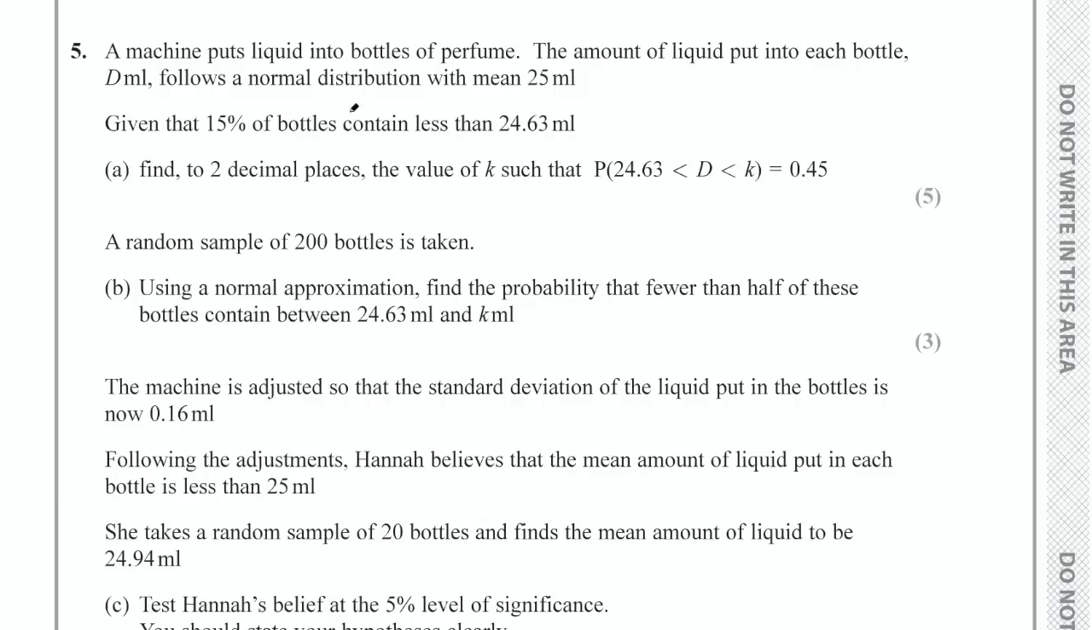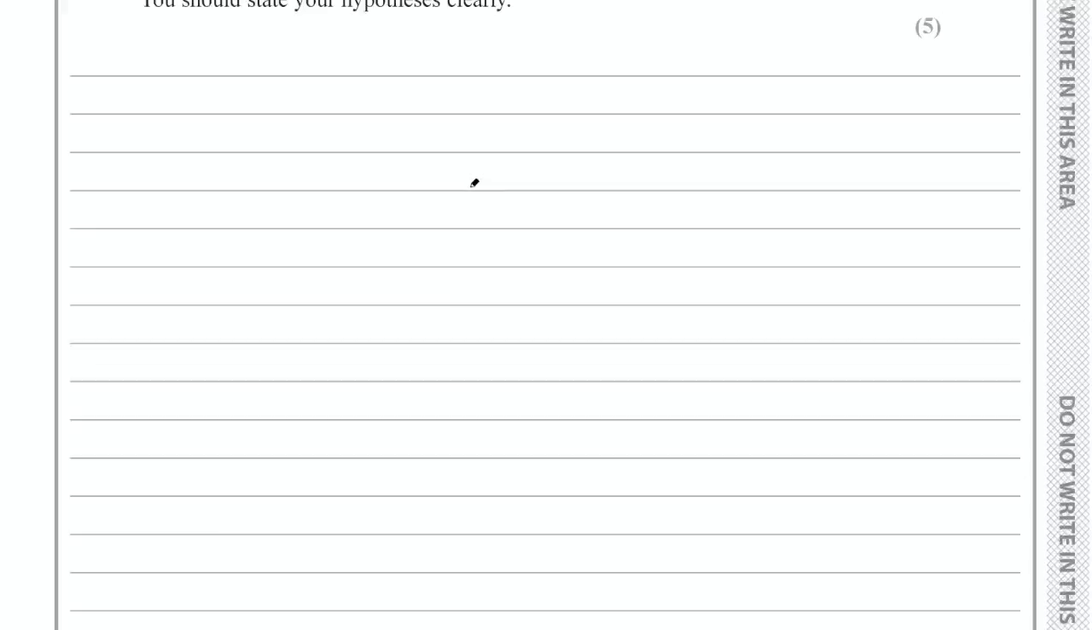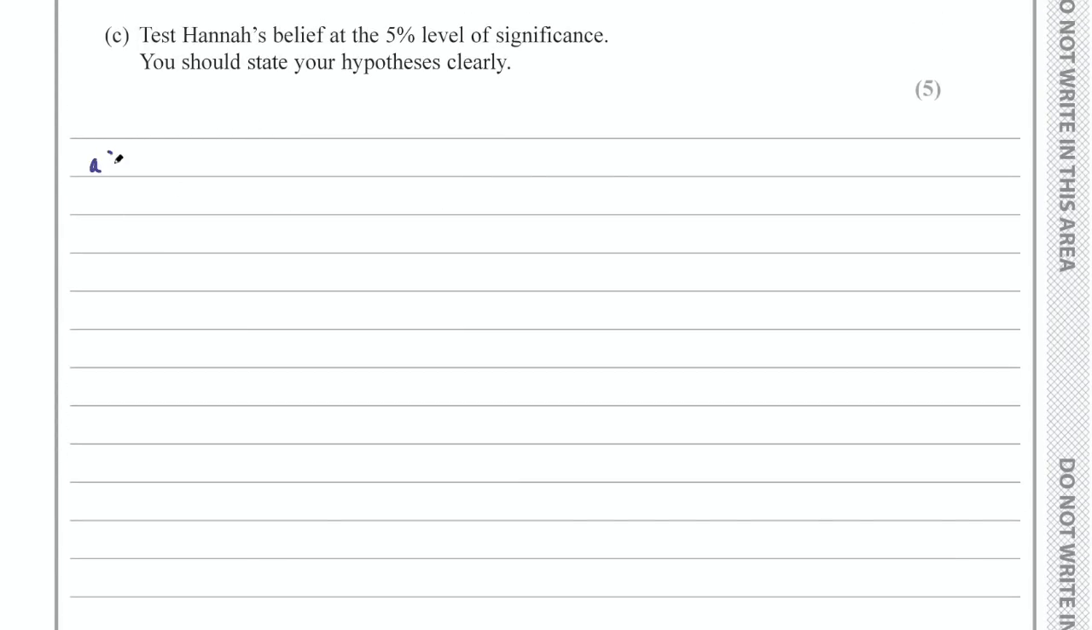To do this, we'll need some statistics about this normal distribution. Well, they give us the mean, and they give us the fact that 15% of bottles contain less than 24.63 milliliters. They don't give us the standard deviation. So we're going to have to find that first, and then we can find that constant K. So let's write down what they tell us. The mean is 25 milliliters, and the probability of the liquid less than 24.63 milliliters is equal to 15%.